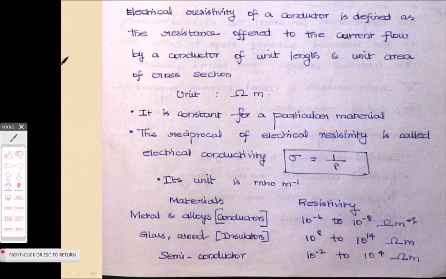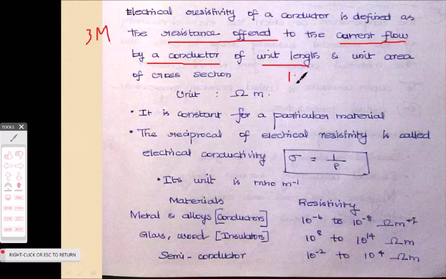Electrical resistivity of a conductor. We have to define what is electrical resistivity. This is at 3 mark. The resistivity of a conductor is defined as the resistance offered to the current flow by a conductor of unit length. Unit length means 1 meter and unit area means 1 meter squared of cross-sectional area. Electrical resistivity of a conductor is defined as the resistance offered to the current flow by a conductor of unit length 1 meter and the unit area of cross section 1 meter squared.